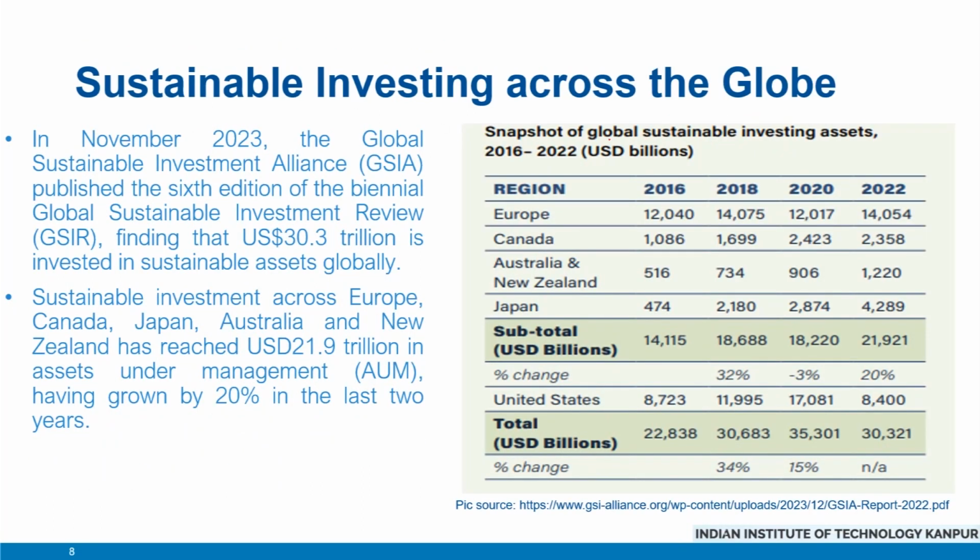Let us put some numbers here. In November 2023, the Global Sustainable Investment Alliance published the 6th edition of the biennial Global Sustainable Investment Review Report, GSIR, finding that approximately $30.3 trillion is invested in global sustainable assets. Sustainable investment across Europe, Canada, Japan, Australia, and New Zealand has reached approximately $21.9 trillion in assets under management, AUM, and has grown by 20% in the last 2 years, from 2020 to 2022.